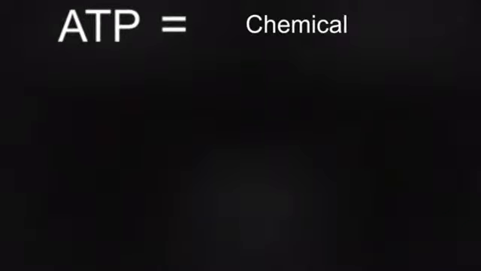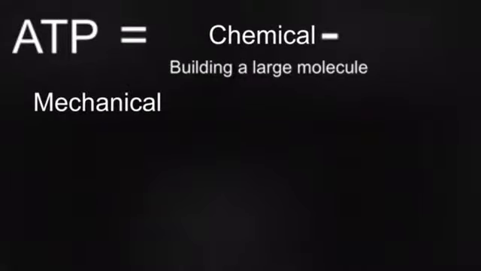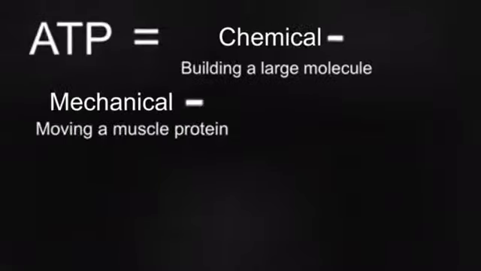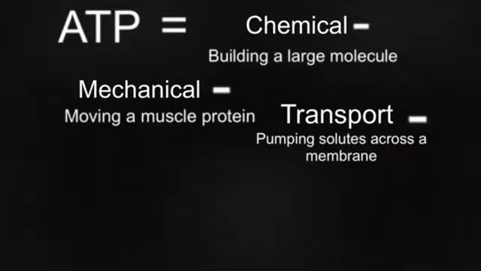ATP has three different types of cellular work. The first one being chemical. Chemical is like building a large molecule. The second one is mechanical. An example of mechanical is moving a muscle protein. And lastly, there's transport. Transport is sort of like pumping solutes across a membrane.